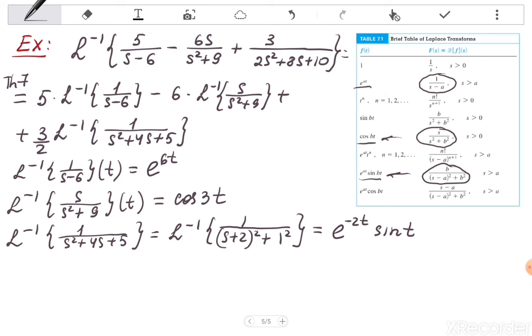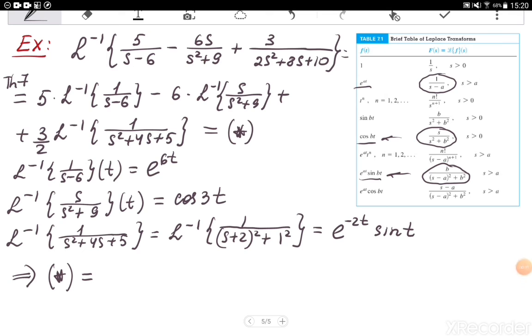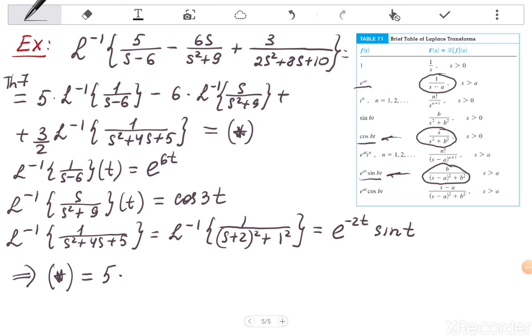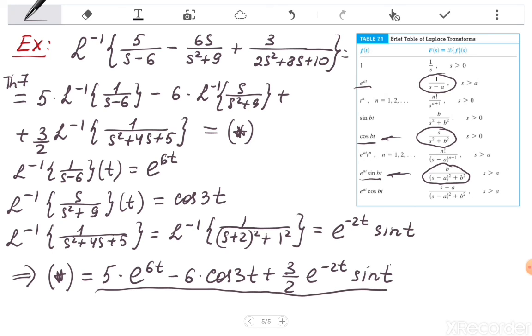So the answer is, let me put a star here, the star equals 5 times the first inverse transform, e to the 6t, minus 6 times the second inverse transform, cosine 3t, plus 3 over 2 times the third inverse Laplace transform, e to the minus 2t sine t. So this is the answer for this example.